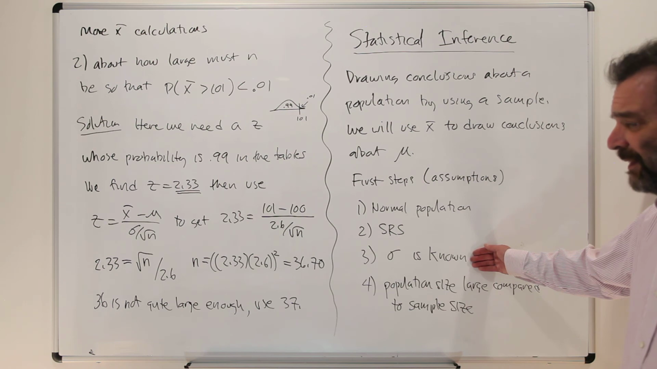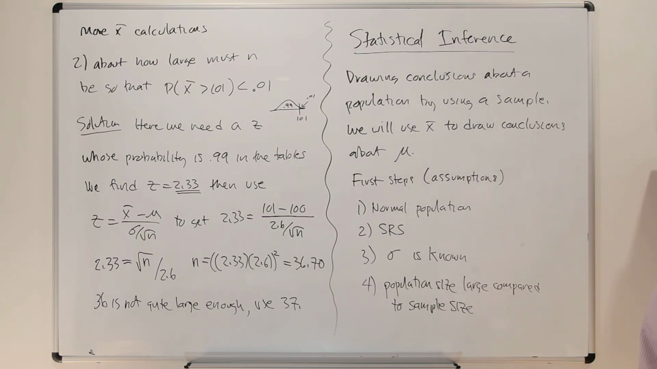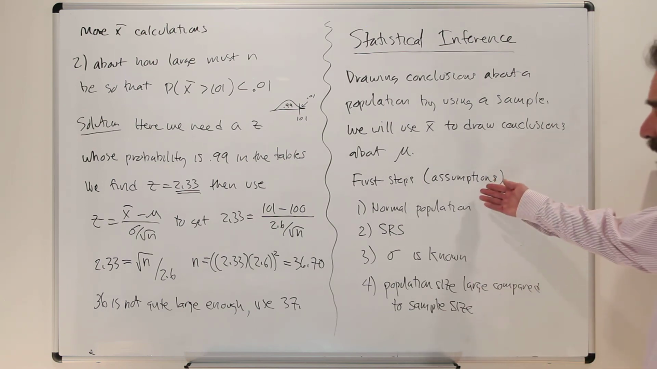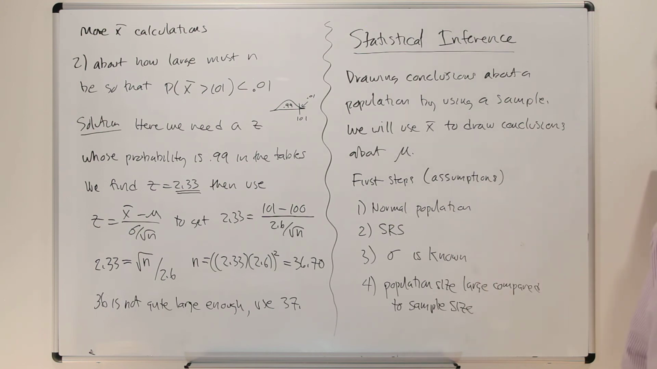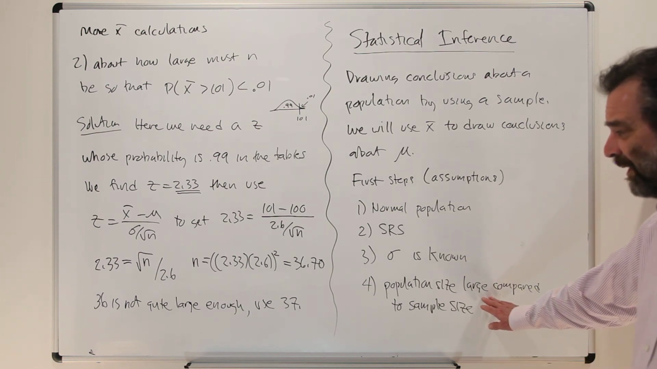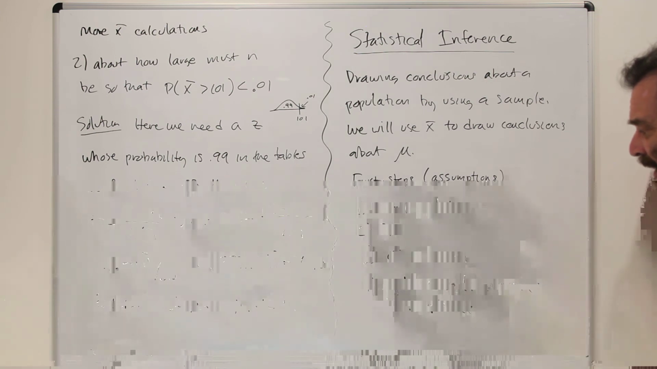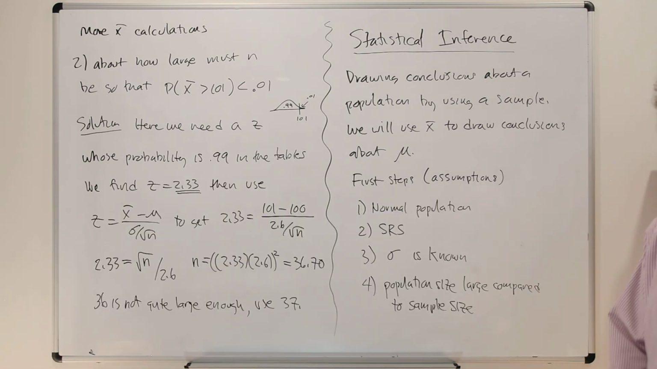3, sigma has to be known. Ordinarily you don't know sigma, but we're going to assume for now, which is first steps, our assumptions are we know sigma. Sometimes you have a guess about what sigma might be, based on your experience with that kind of population in the past. And 4, a more delicate situation, the population size is large compared to the sample size.